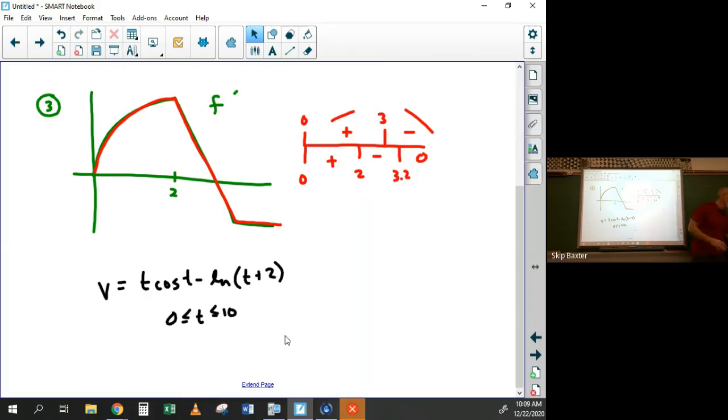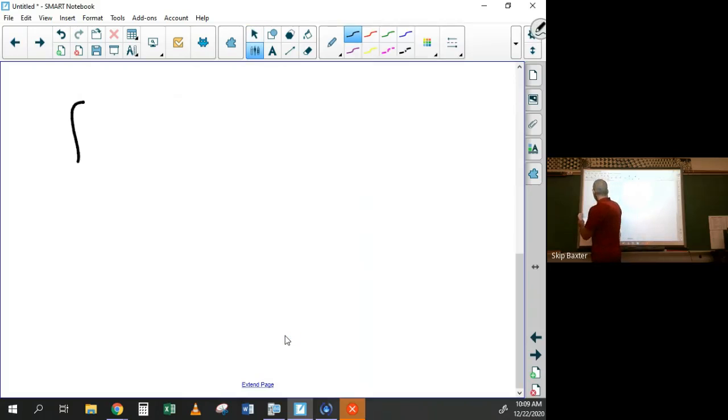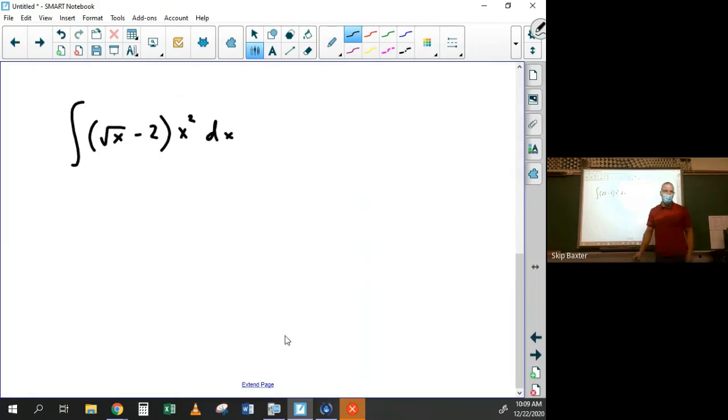Yeah, John, last question. 5 on part 2. This was just a basic integration. You have radical x minus 2x squared dx. How do we integrate this?